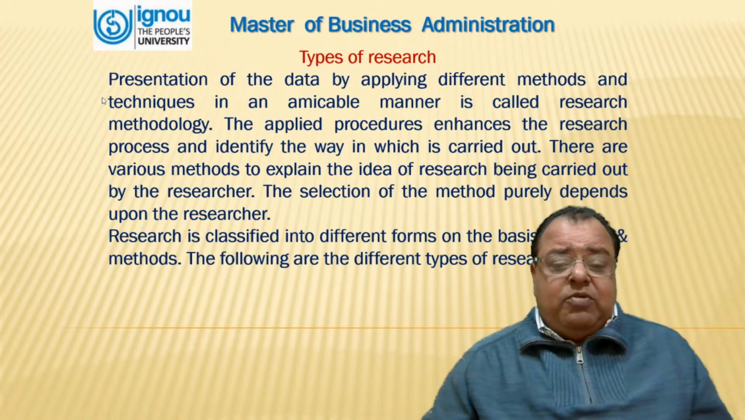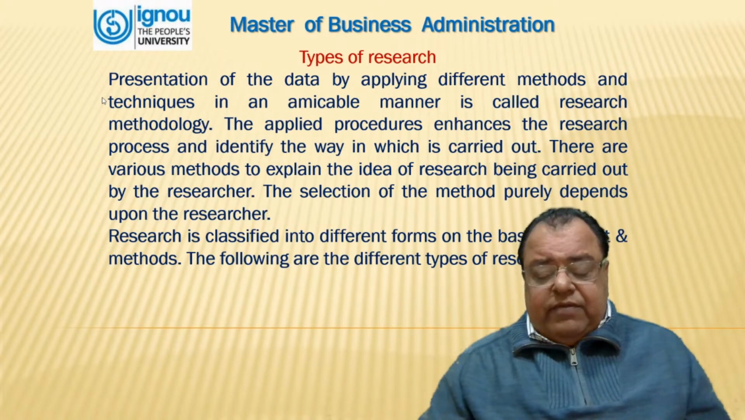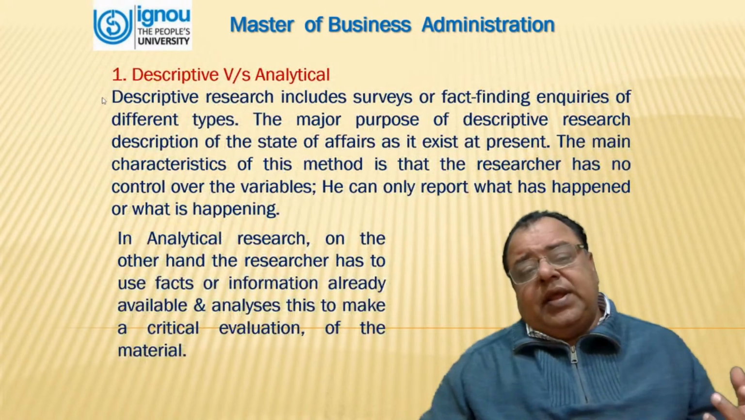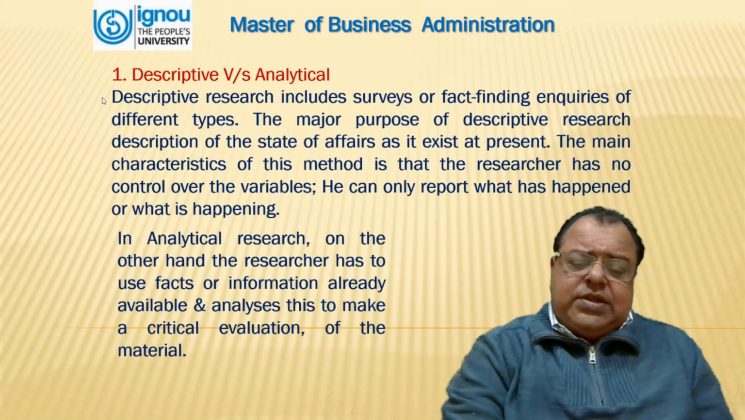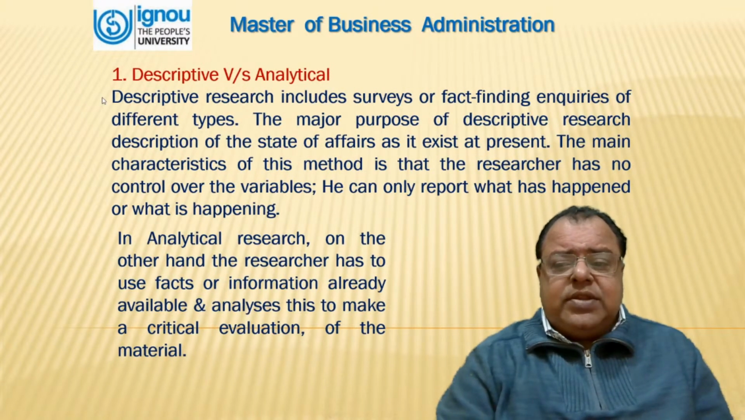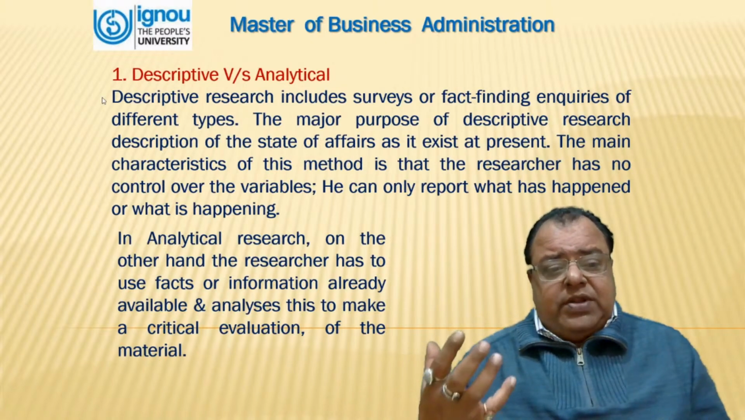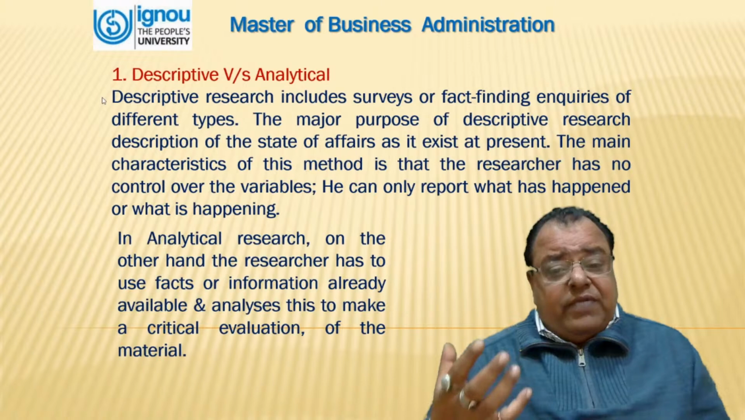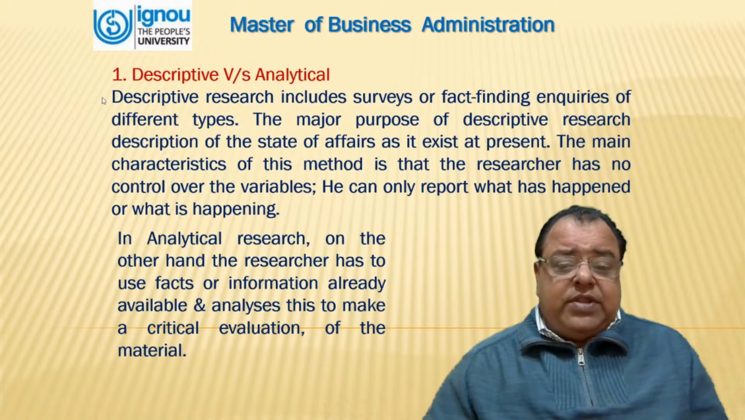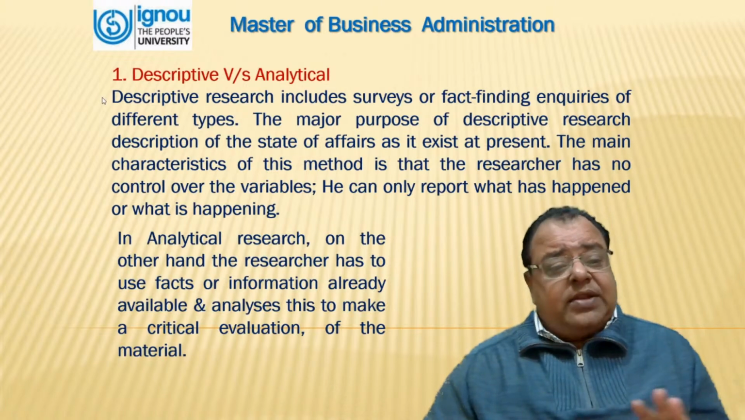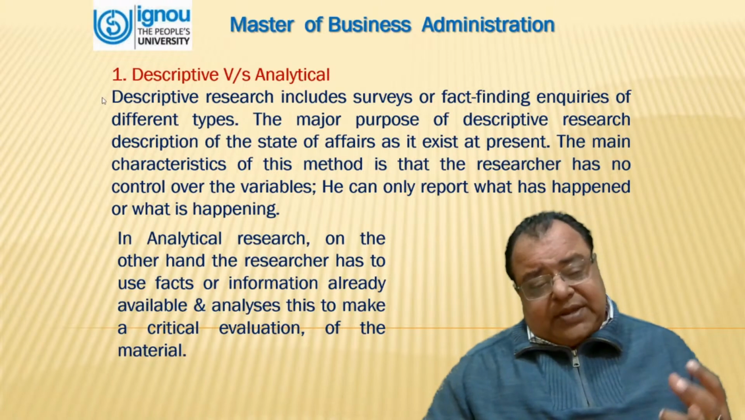Research is classified into different forms on the basis of intent and methods. The following are the different types of research. We'll start with descriptive versus analytical research. Descriptive research includes surveys or fact-finding queries of different types. The major purpose of descriptive research is description of the state of affairs as it exists at present. The main characteristic of this method is that the researcher has no control over the variables. He can only report what has happened or what is happening.